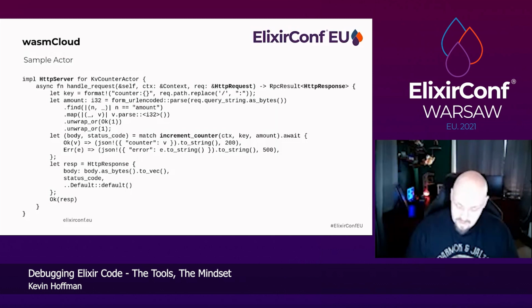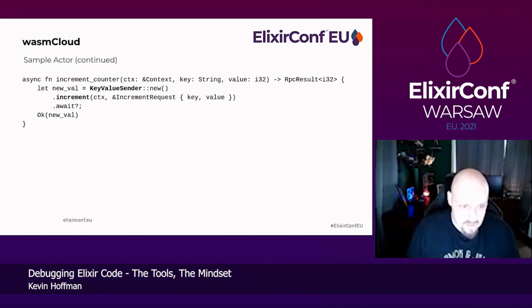Then we have this increment counter function, which uses a key value abstraction. We're using the increment function here. And again, it's important to note here that there is no client connection to the key value store. There's no configuration, and nor do we even know which key value store it is. This code doesn't know or care whether we're using Redis or Cassandra or an in-memory cache or anything else. The code will do its job regardless of which capability provider it gets attached to at runtime.